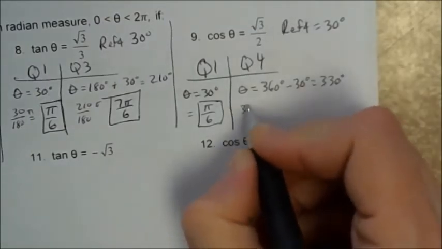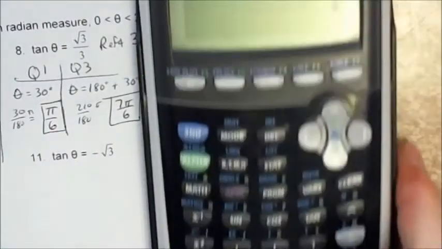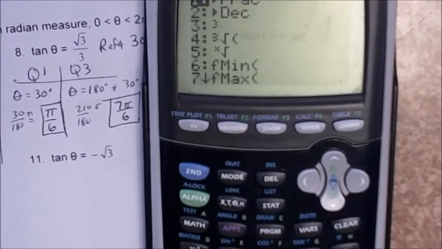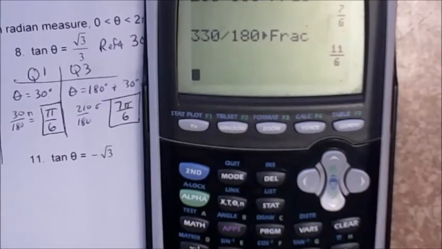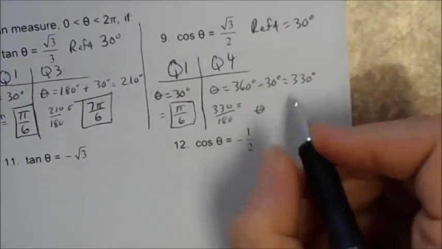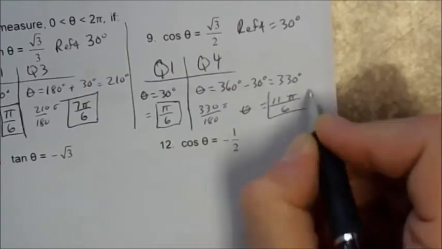And in radians, we do 330 over 180, plop a pi on top. 330 divided by 180, math frac, gives us 11 pi over 6. So that's our final answer. Our theta value is equal to 11 pi over 6. So there's our two angles.